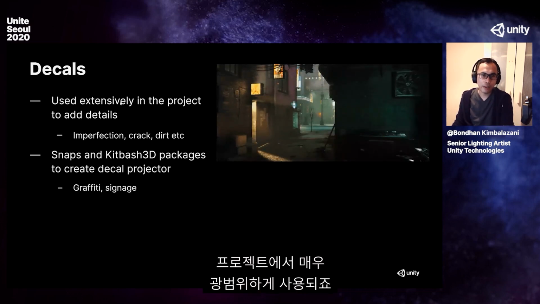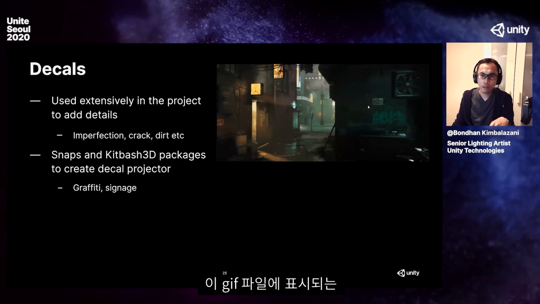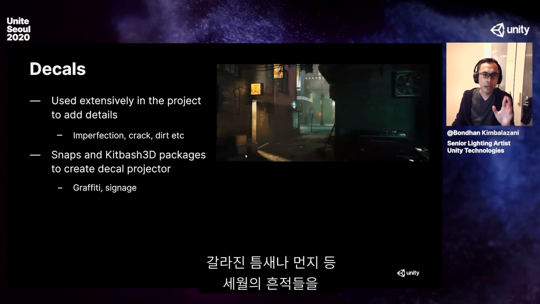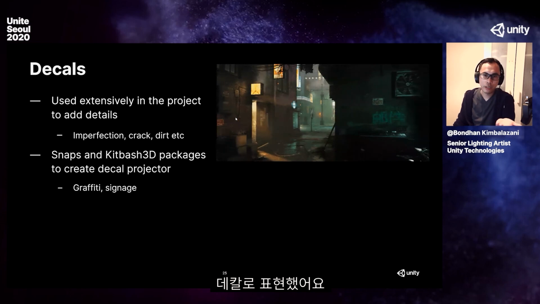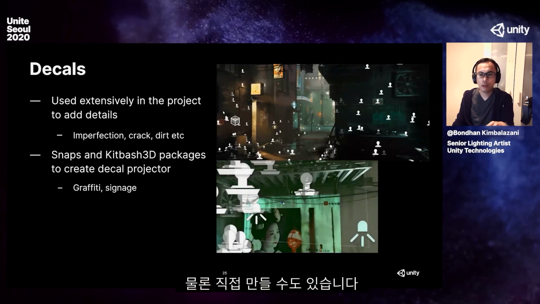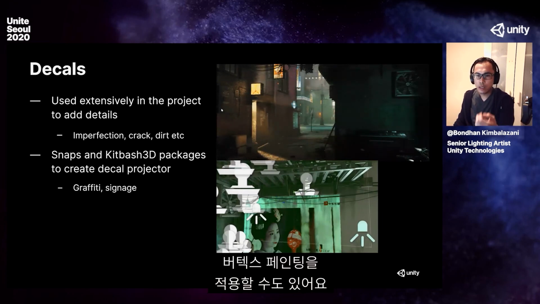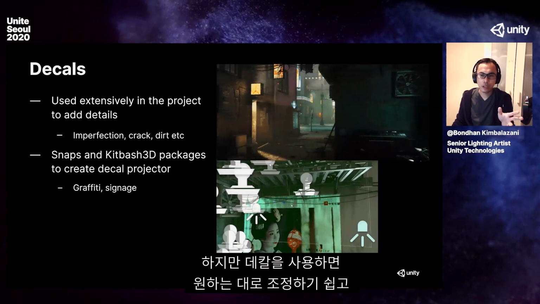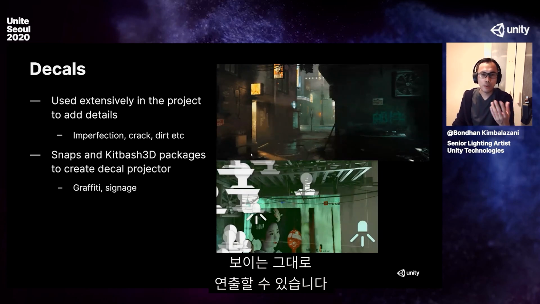Decals are used very extensively in the project. So if you see here in this GIF, all these icons are decals. Many of the imperfections, many of the cracks, many of the dirts, they are created using decals. Of course, there are various ways to do it. You can create custom shaders, and then you can do vertex painting probably. But this way with decals, you have more control, and what you see is what you get.